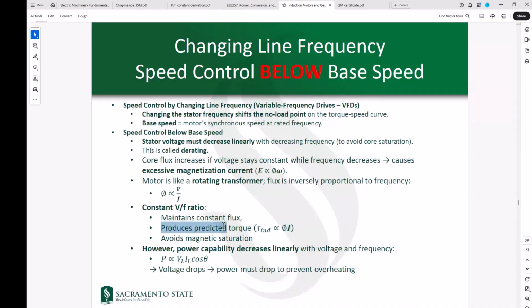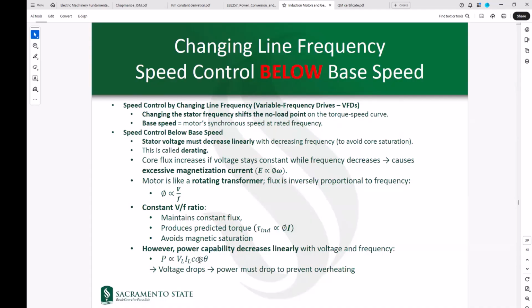So you can provide the same predicted torque using this approach. And you can avoid the magnetic saturation, as was said before. However, there is basically a drawback. Nothing would be ideal at all conditions. There are always some drawbacks, pros and cons.